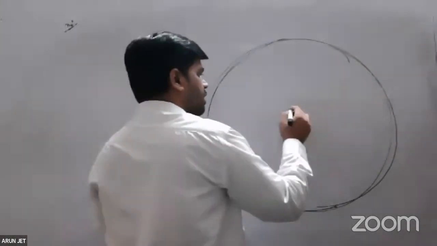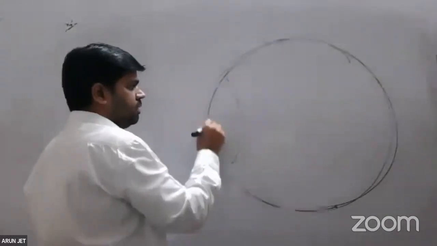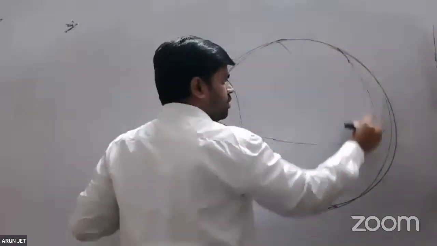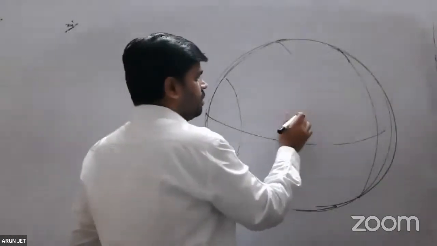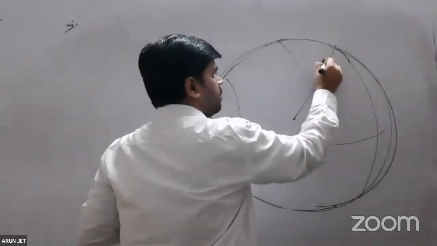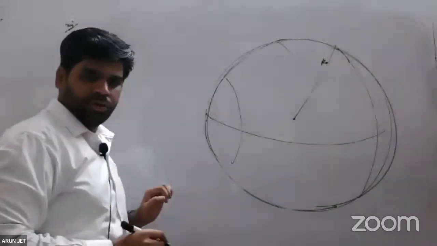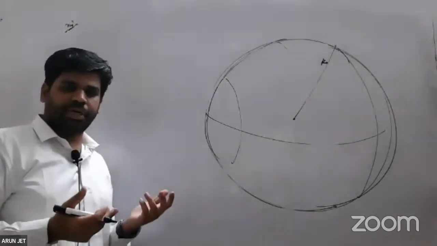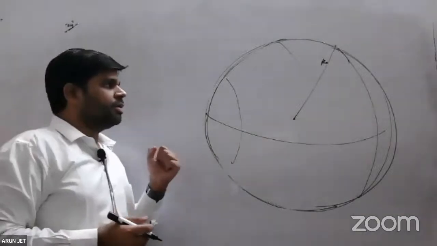This is a sphere of radius r. I have to find out the volume of the sphere, which is 4 by 3 pi r cube. I know that, but I want to integrate it and find out. I want to derive it. So how do I do it?